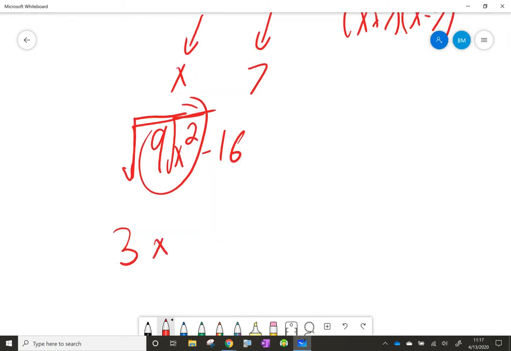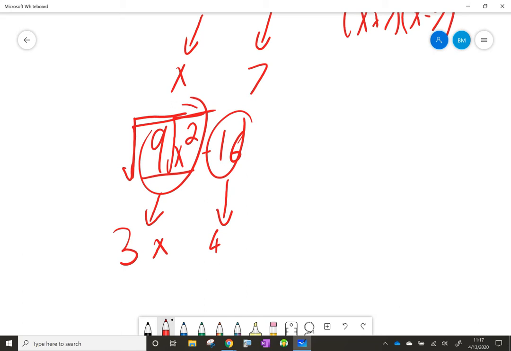The square root of 9 is a 3. The square root of x squared is the x. So this together makes 3x, right? And then the square root of 16. The square root of 16, as we just mentioned previously, is 4 because 4 times 4 makes 16. So square root of each term, right? You have to be able to do that. That's the only real math you need to do.